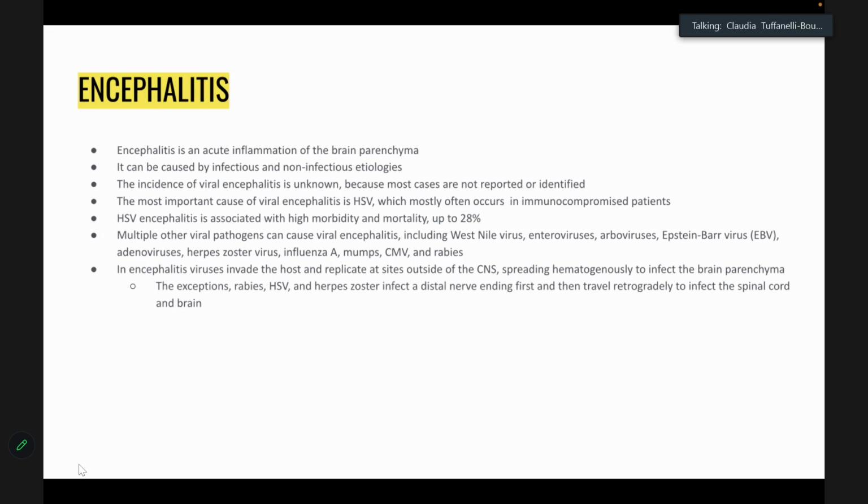Usually encephalitis is kind of different in how you get it than meningitis, but the virus invades the host and replicates at sites outside of the central nervous system, and then it spreads into the brain parenchyma. I thought that was interesting, so I added it if you're interested. Rabies and HSV will start in a distal nerve, so that's why you'd see it on the face for HSV, and then it travels up into the spinal cord and brain, and that's how you would get it.